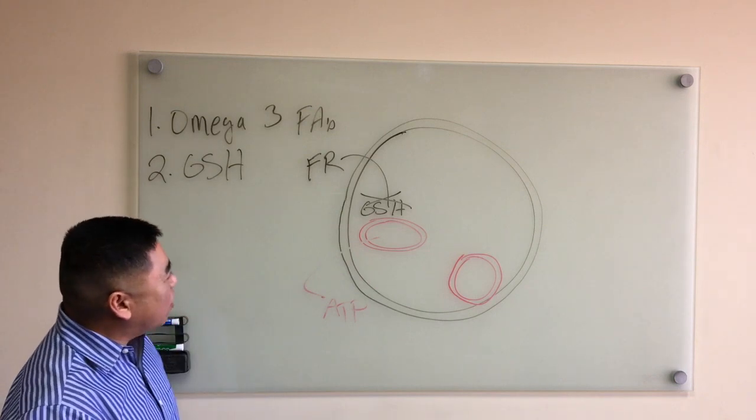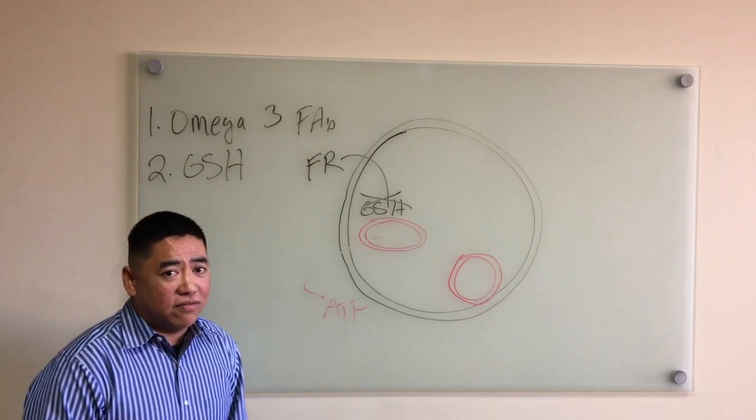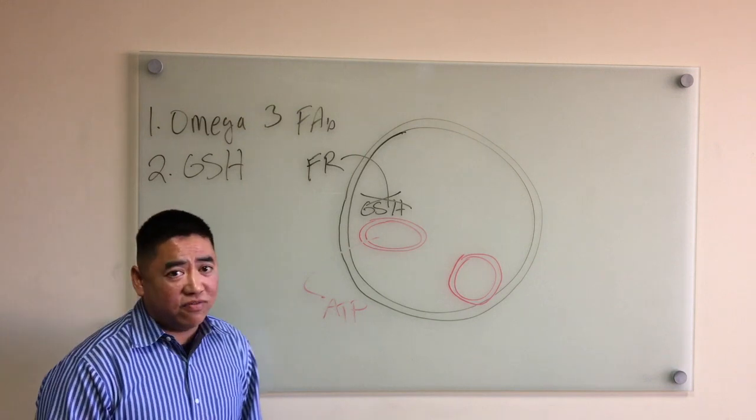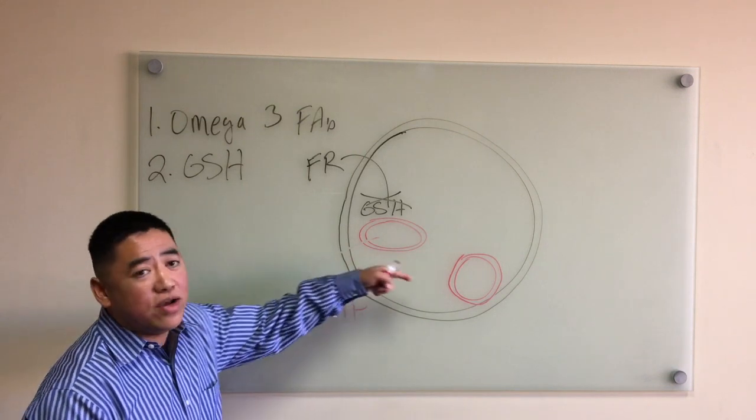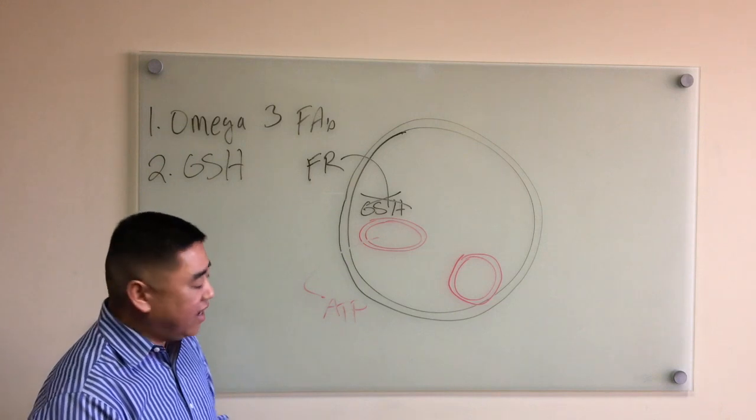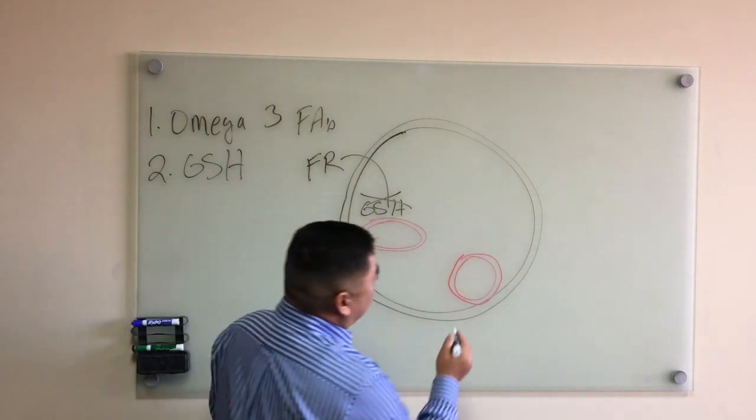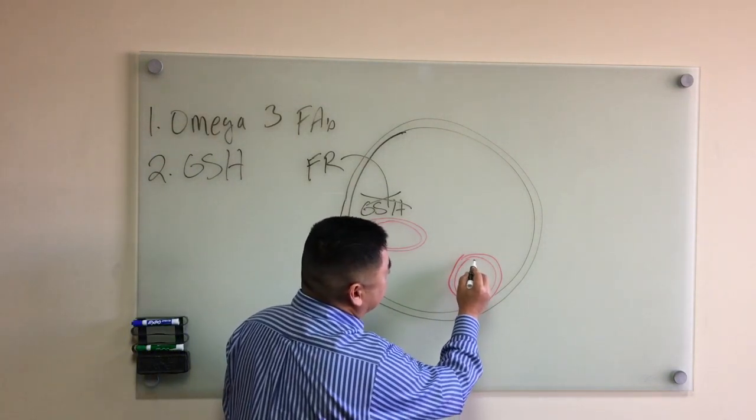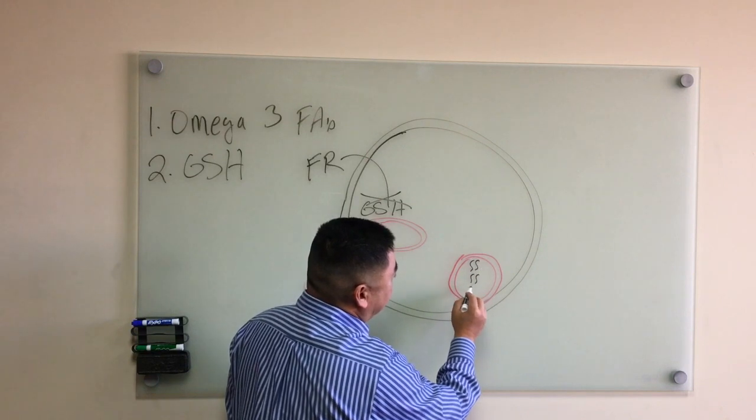Okay, so the third level of defense that really decreases inflammation is occurring at the nucleus level or at the DNA level, okay? If you recall, the nucleus contains chromosomes which have our DNA, okay?